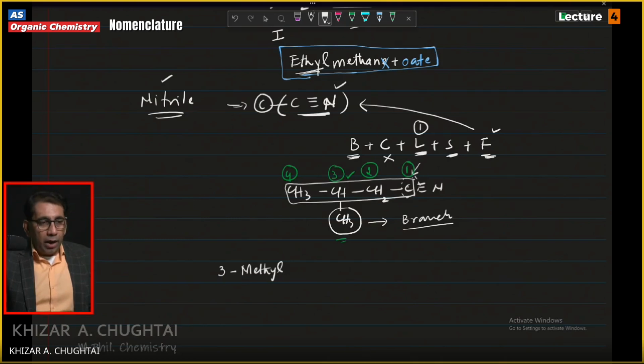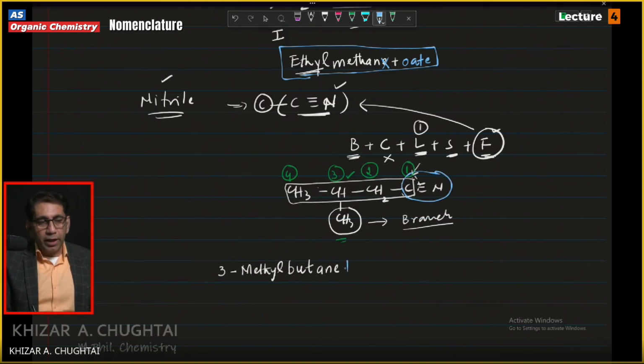3-methyl, then the longest chain. How many carbon atoms are in the longest chain? 4. 4 carbons' names start from but. All carbon-carbon single bonds, carbon-carbon, not carbon-nitrogen. Carbon-carbon bonds are checked, they are single. We will write "ane", so 3-methyl butane. And finally, the last one is the functional group. It's a nitrile. For this sort of group, it's called nitrile. 3-methyl butane nitrile is the name of this compound.